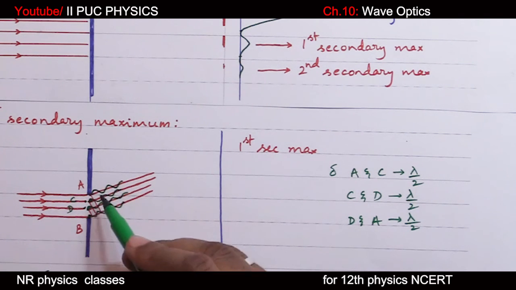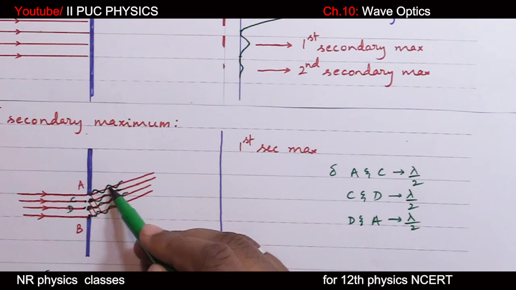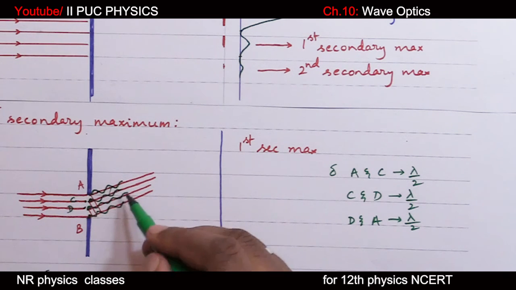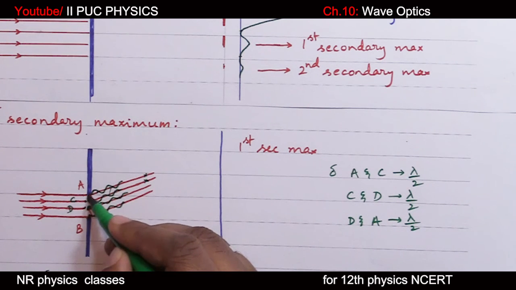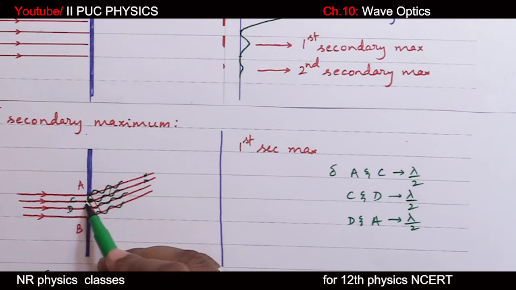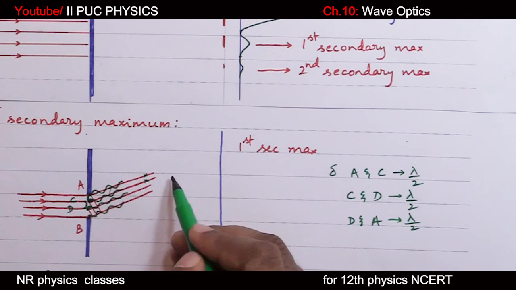Now, consider the wave from A and the wave from C. They interfere destructively because the path difference between them is lambda by 2. So this crest cancels with this trough. If you consider any wave between A and B, you'll get another wave between C and D, and those two waves interfere destructively.